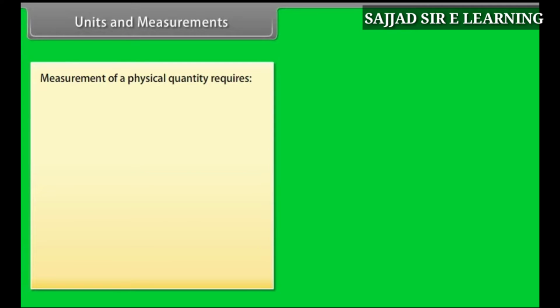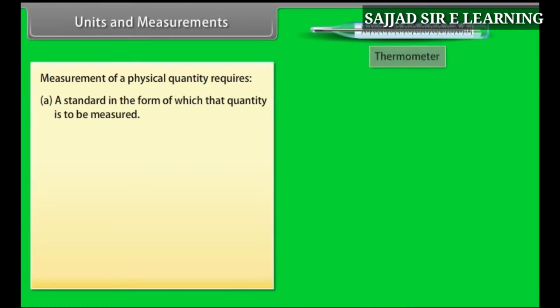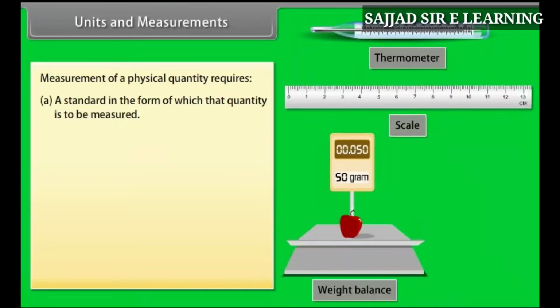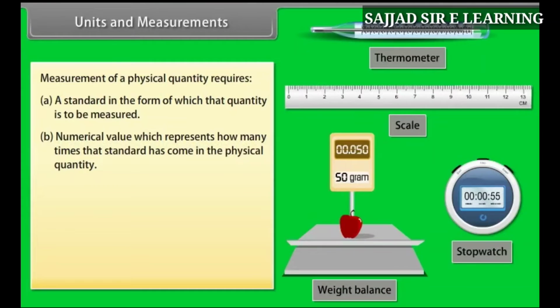Units and measurements. Measurement plays a very vital role in the study of physics. Measurement of a physical quantity requires: A, a standard in the form of which the quantity is to be measured; B, a numerical value which represents how many times that standard has come in the physical quantity.